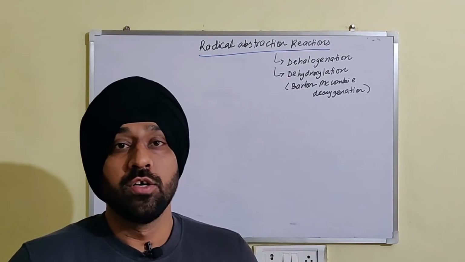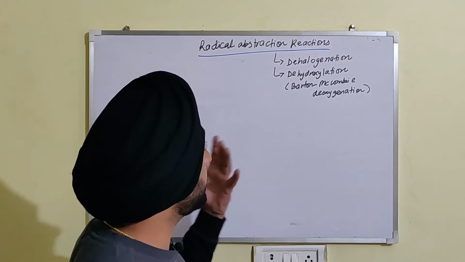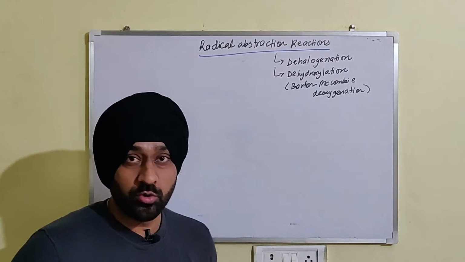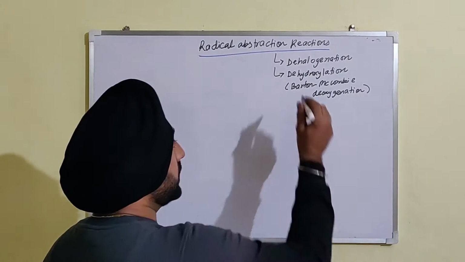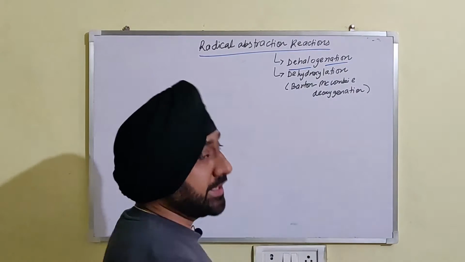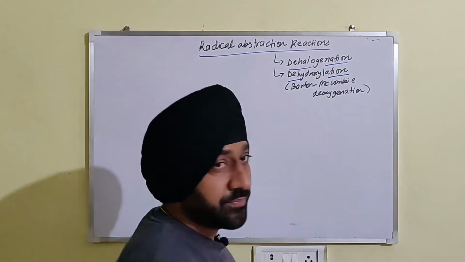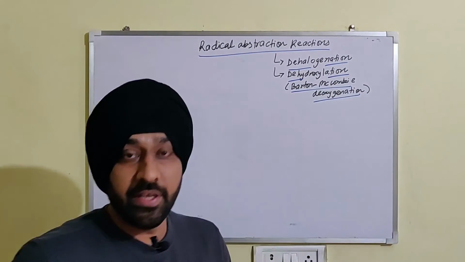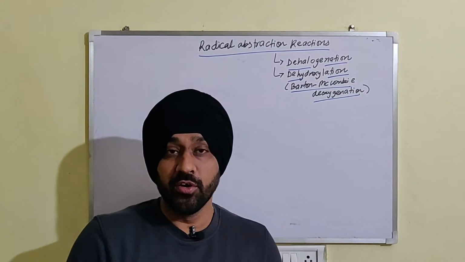Welcome everyone. In this video we are going to talk about the radical abstraction reaction, and more specifically how radical mediated reactions can be used to carry out dehalogenation and also dehydroxylation, which is a named reaction called Barton McCombie deoxygenation. Okay, so let's start the video.